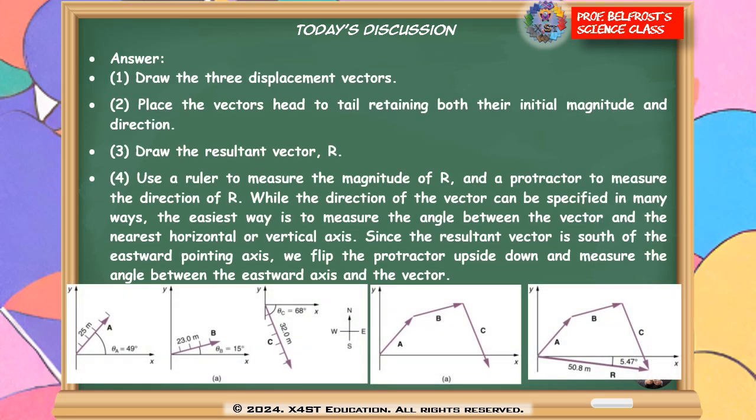First, draw the three displacement vectors. Second, place the vectors head to tail, retaining both the initial magnitude and direction. Third, draw the resultant vector R. These three steps are shown in the three figures on the bottom of the slide. The fourth one is on the next slide: using a ruler to measure the magnitude of R and a protractor to measure the direction of R.